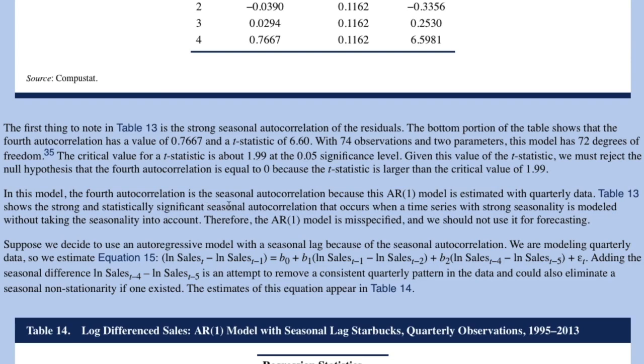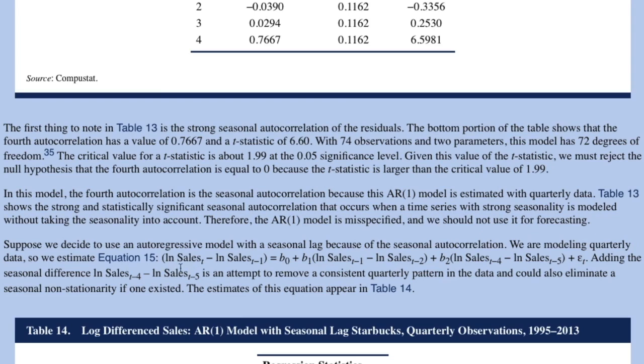The 4th autocorrelation is the seasonal autocorrelation because this AR1 model is estimated with quarterly data. So that gives you a kind of a hint. If you're estimating a model with quarterly data and the 4th one is significant, you might want to say, seasonality there. Table 13 shows the strong and statistically significant seasonal autocorrelation that occurs when a time series with strong seasonality is modeled without taking the seasonality into account. Therefore, the AR1 model is misspecified. We should not use it.